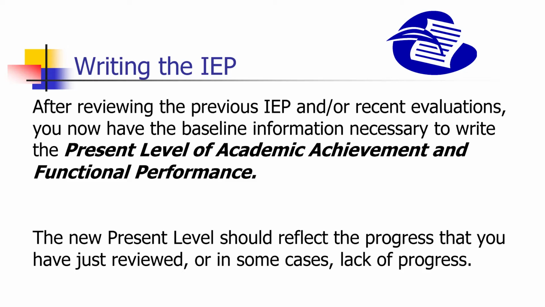I think it's really important to note the title of this portion of the IEP. It's titled The Present Level of Academic Achievement and Functional Performance. In previous reauthorizations of IDEA, it was called The Present Level of Educational Performance. And the reason that I like this new description is because it kind of gears the IEP team to think about the whole child. So it's not just academic achievement.